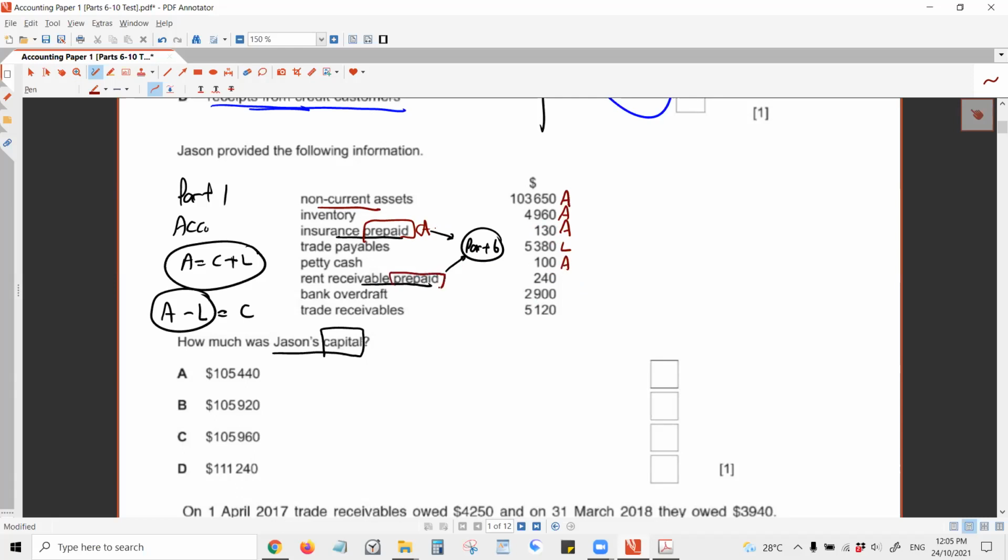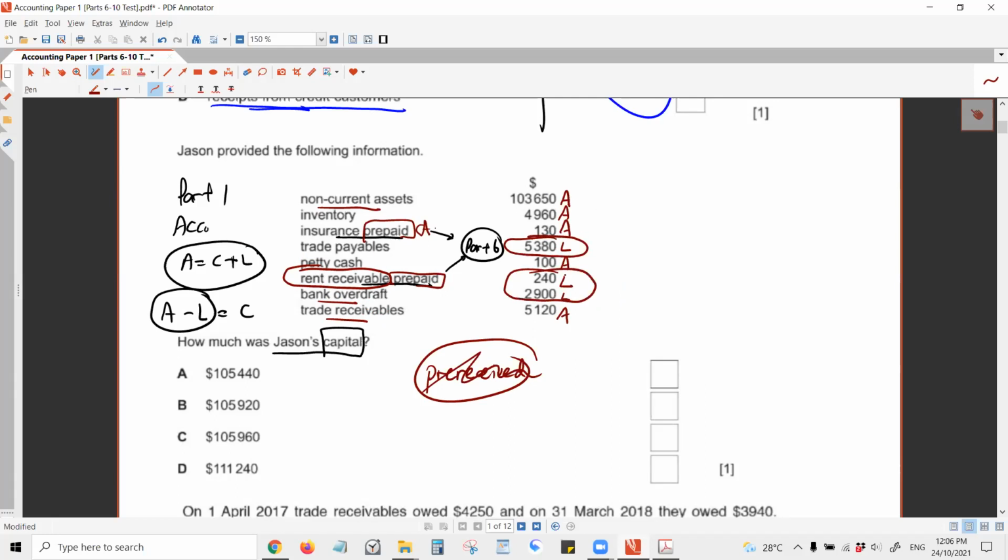Rent receivable, prepaid. Okay, there's no such word as pre-receive, so they use the word prepaid, even though you are not paying. So rent receivable is an income. So prepaid here means somebody who pays us the rent, they prepaid us, they pay us in advance, meaning we have received this income in advance. So it's a liability because you receive an income in advance. Bank overdraft liability, trade receivables asset. Okay. Identifying all of them correctly, then you can get the answer.